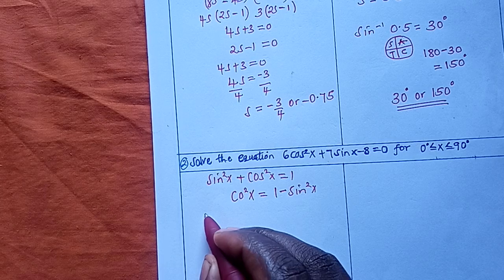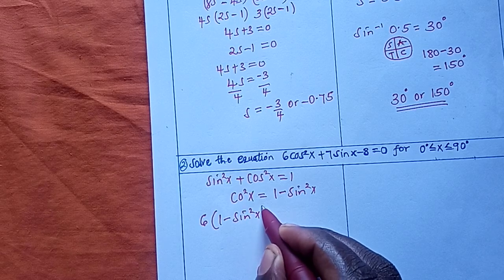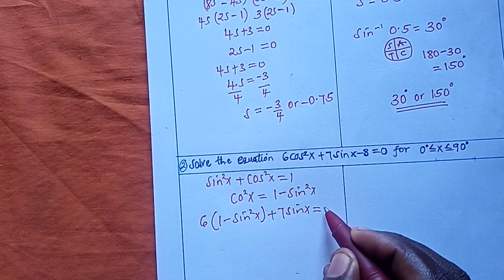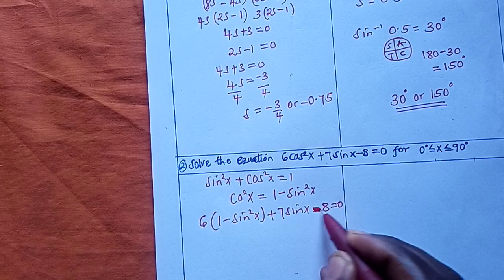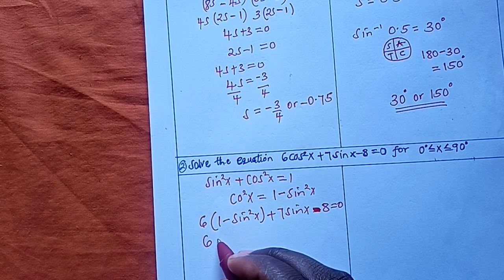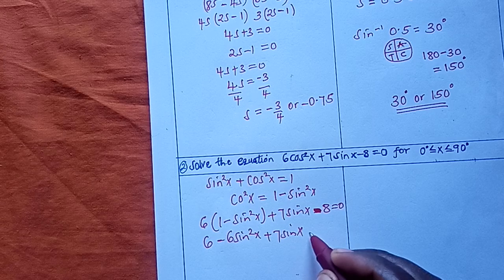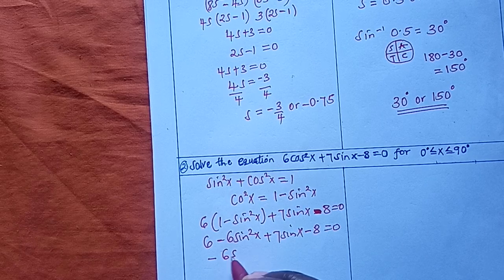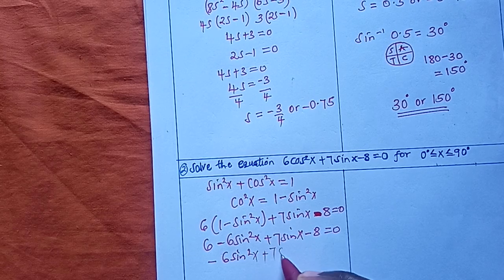Now where we see cos squared x, we replace with 1 minus sine squared x. Now we go ahead and say 6 into bracket 1 minus sine squared x, we close the bracket, plus 7 sine x, take away 8 is equal to 0. We open the bracket, we have 6 minus 6 sine squared x plus 7 sine x minus 8 is equal to 0.